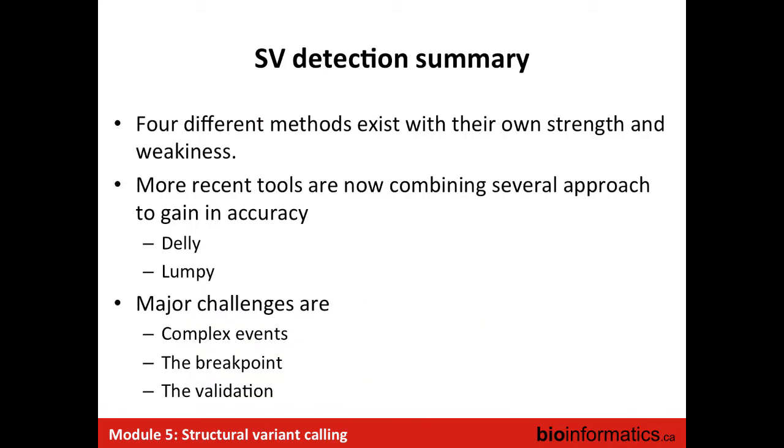A summary of the methods: you have four methods that exist, each with its own strengths and weaknesses. If you are interested in one specific type of structural variant, you can adapt and choose the method that fits your data. The most recent tools now combine several methods. So Delly and Lumpy, I really recommend you to use these tools.